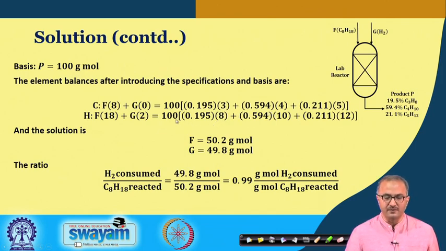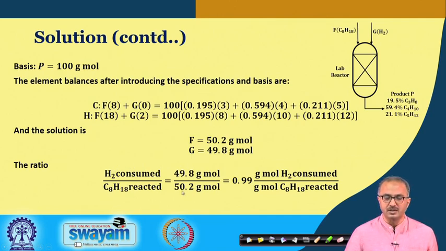Okay, we are just multiplying with the number of gram moles to get the total number of gram moles. And now we have two equations and two unknowns, and we can solve these easily. When we do that, we find that we are getting this much of octane and this much of hydrogen for 100 gram mole of the product. That means if you want it for 1 gram mole, you simply have to divide it by 100.